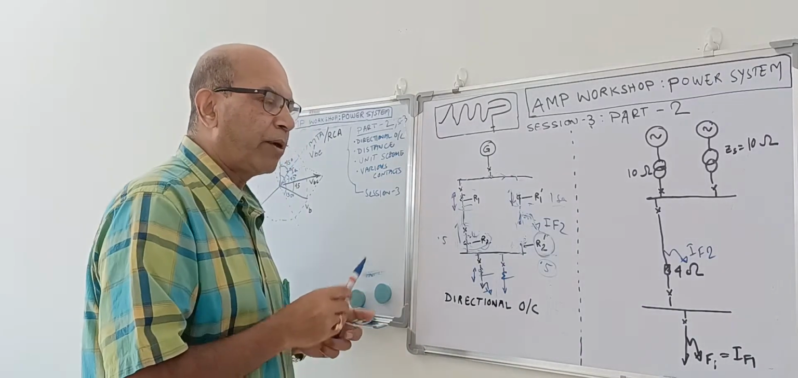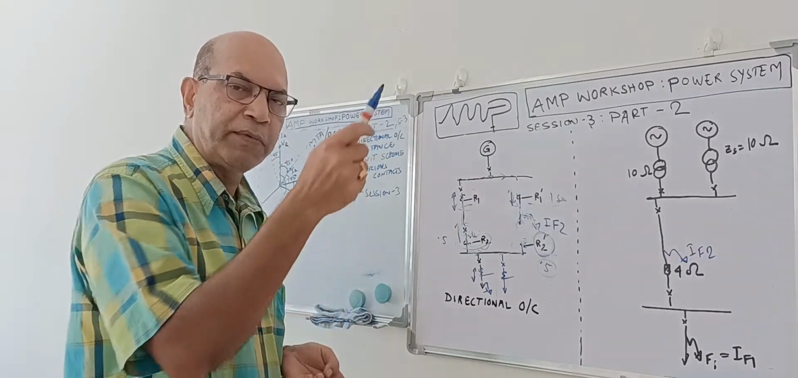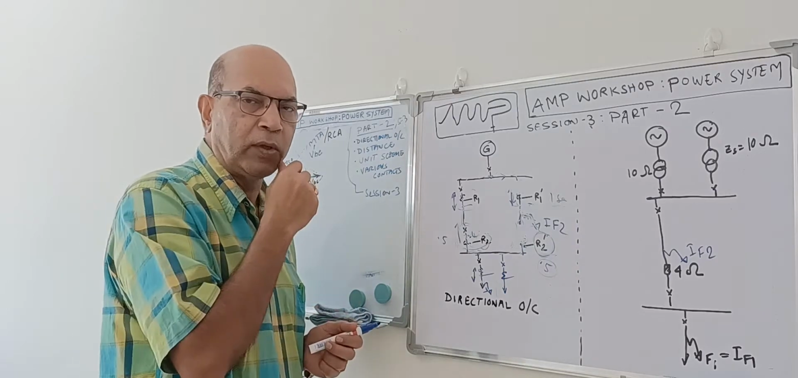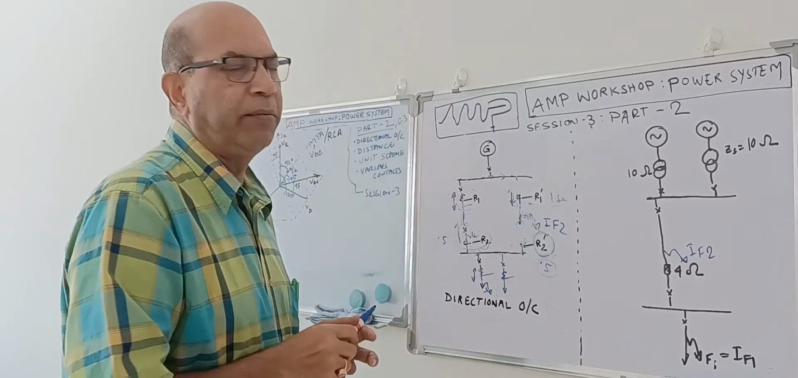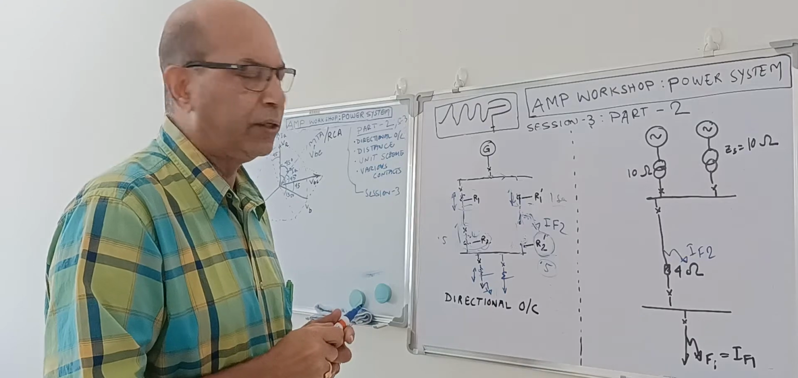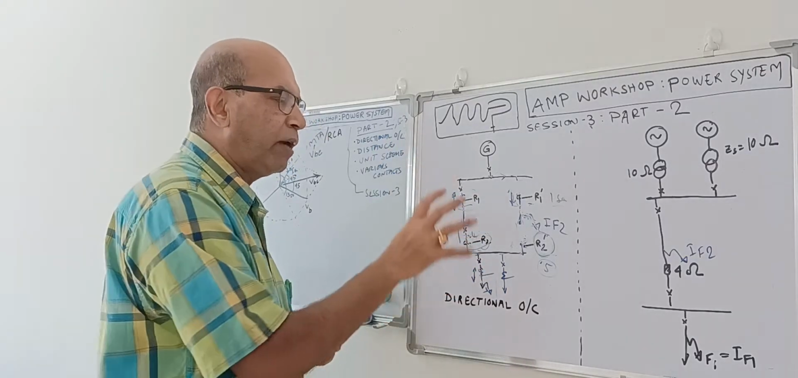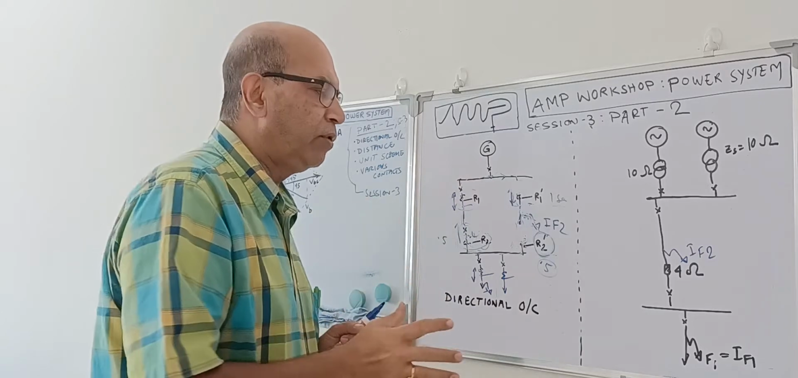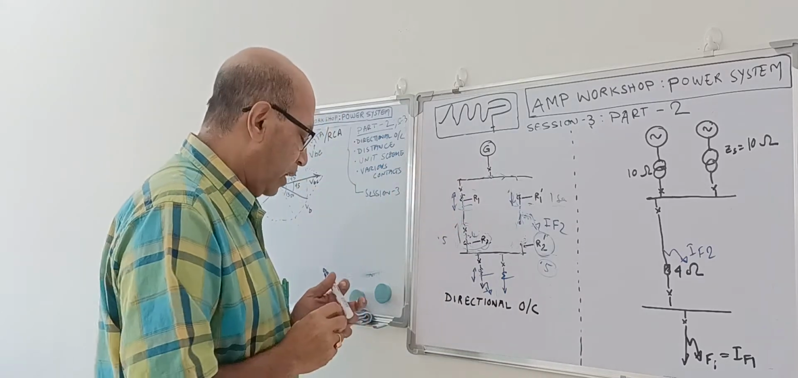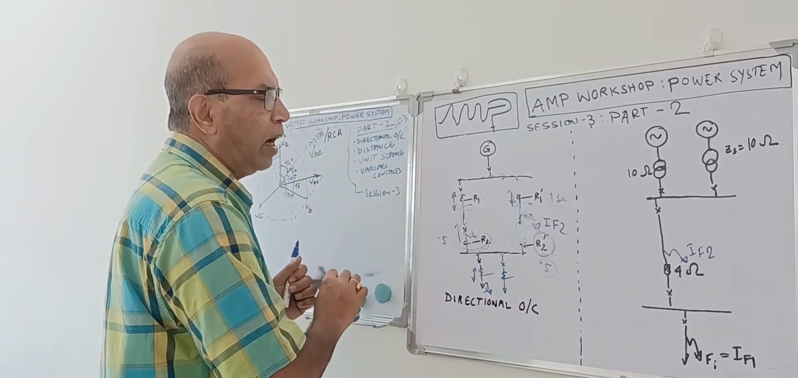This directional overcurrent relay is also useful in the case of a ring main system. In the ring main system also we need some directional element to sense the current in one direction. So this is the application where a non-directional overcurrent relay cannot discriminate. In that case we need a directional overcurrent relay. Now, how does this directional overcurrent relay work?